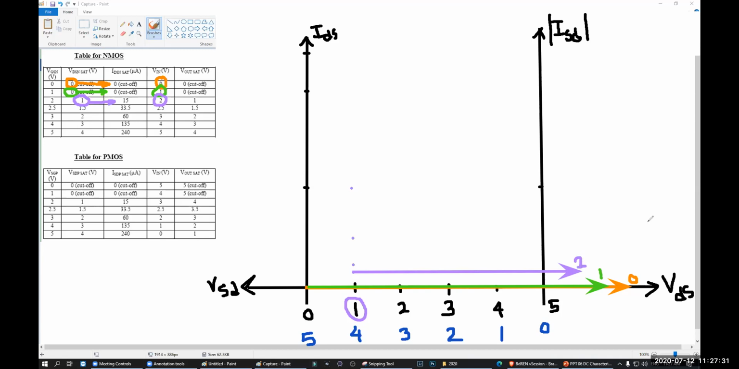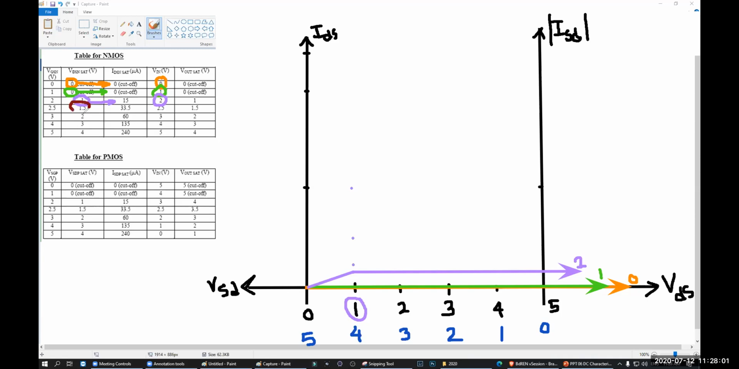Okay. And before that, remember I told you, at that point, that is the starting point of saturation. After that, that will be flat. Before that, that is linear. Okay. Now, let's choose the next color. Let's choose this color.